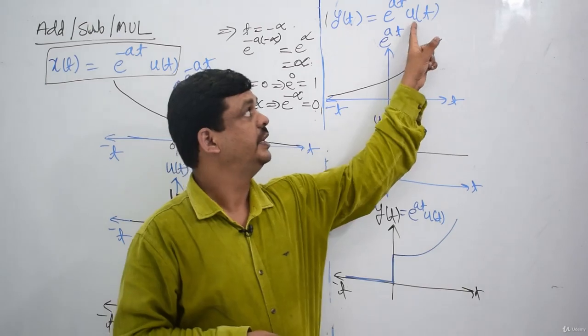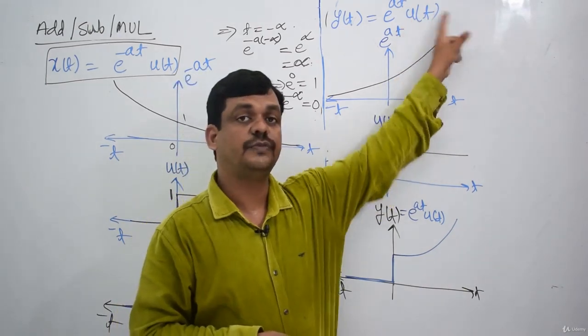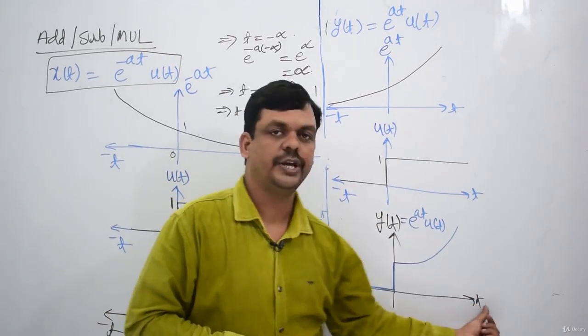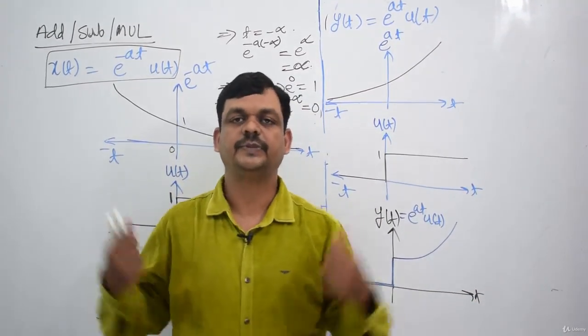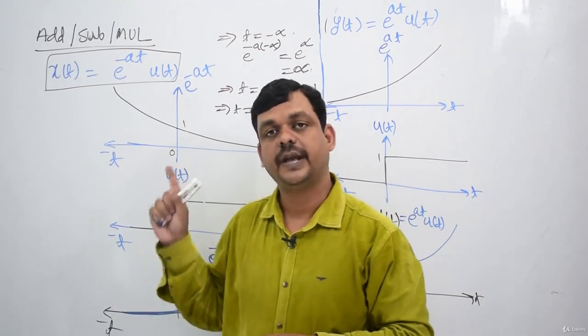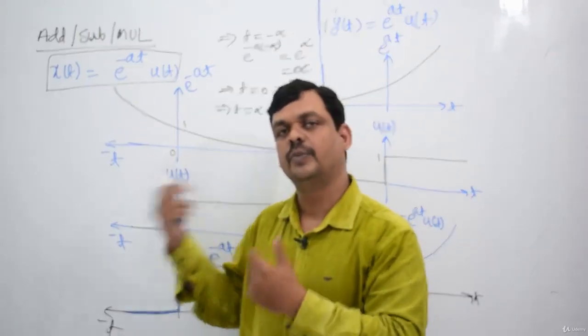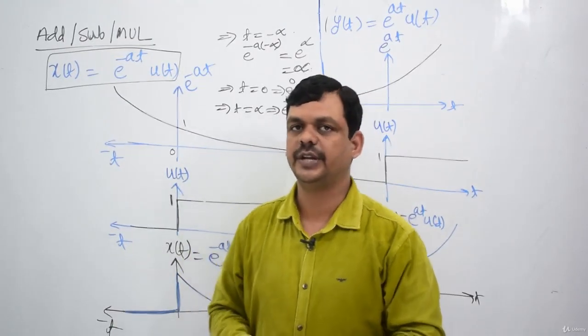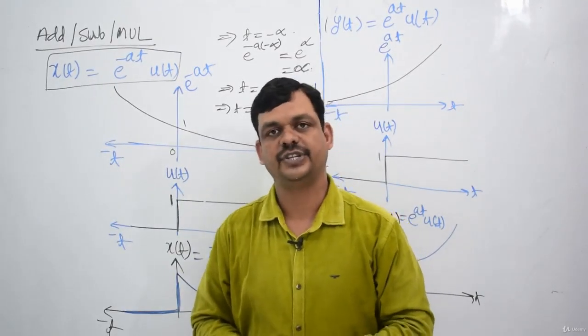Here I wrote u of t. The time limits of this function are 0 to infinity. That's why this complete function is defined from 0 to infinity only. This explains the multiplication operation. So addition, subtraction, multiplication of more than one signal. And similarly we have another operation, that operation is the differentiation operation.